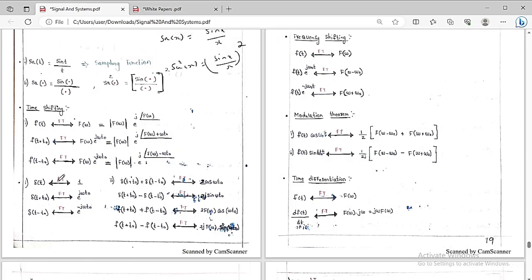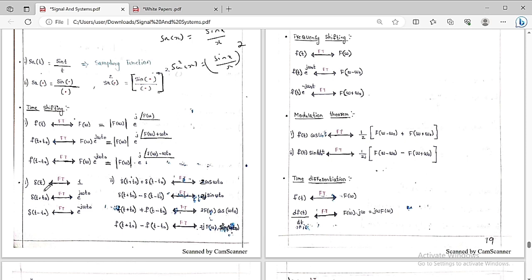So f of t plus or minus t naught will have the Fourier transform F of omega into e to the power of plus or minus j omega t naught. Here plus means here plus, here minus means here minus. This thing is very simple. Find the magnitude and the phase angle. Magnitude of F of omega into e to the power of j of phase angle of F of omega plus omega t naught, and magnitude of F of omega into e to the power of j of phase angle of F of omega minus omega t naught. This is a very simple thing.